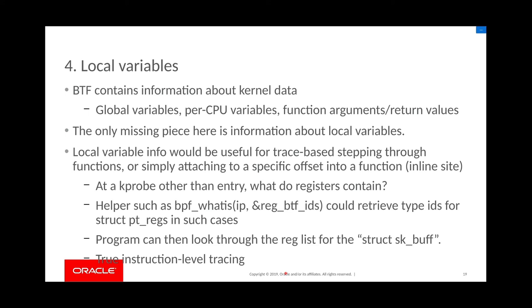So just to finish things off quickly, this is where we delve into what's probably not feasible. BTF has information about global variables, per-CPU variables, function arguments, return values. So the only missing thing from a variable perspective is local variables. If we were attaching within the body of a function, that would be useful. Obviously, having information about what's in what register and how that maps to variables would help us ask questions such as, if we're at a kprobe with an entry, what do the registers contain? You can imagine we could have a BPF helper for that, for a particular offset within a function.